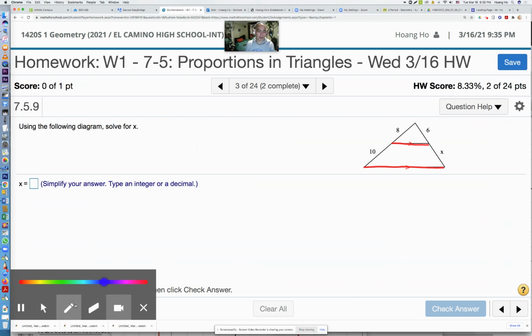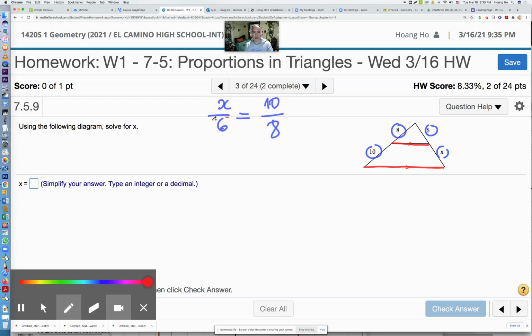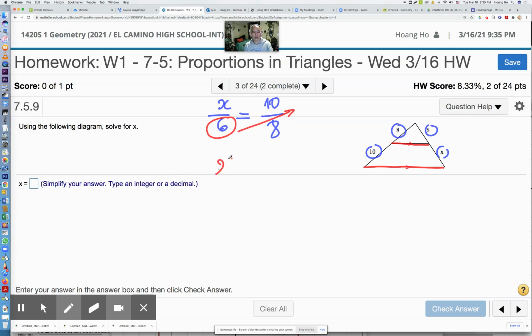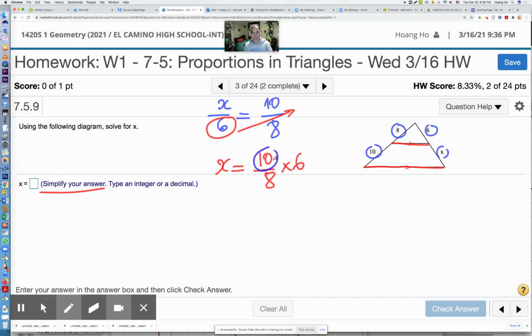Problem number 3 over here: you want to solve for x. Let's set it up. I can divide x by 6, so x divided by 6 should be equal to 10 divided by 8. For x, I don't want the 6 here, so cross to the other side. So x equals 10 over 8 times 6. They ask you to simplify your answer. 10 over 8, simplified by 2, I get 5 over 4.